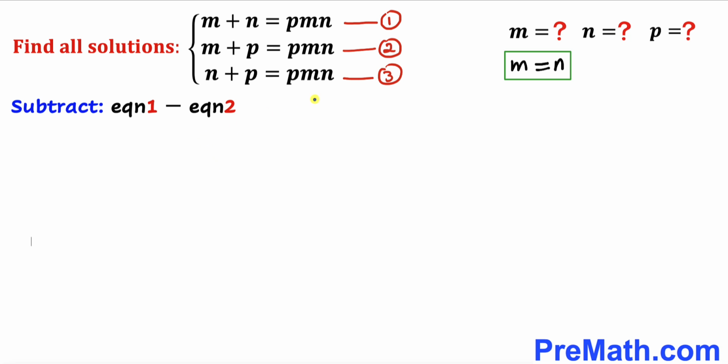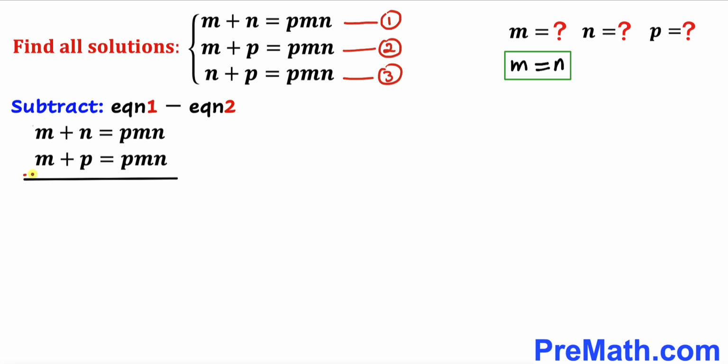And here's our next step. Let's subtract equation 2 from equation 1. And here I have copied down equations 1 and 2. And now let's subtract. Let me change the sign. Positive becomes negative, positive becomes negative. And likewise on the right hand side, this positive becomes negative as well. And now we can see this m and minus m are gone. And likewise this pmn minus pmn are gone as well. So we end up with n minus p equals 0. Let's move this p to the right hand side. So n turns out to be equal to p.